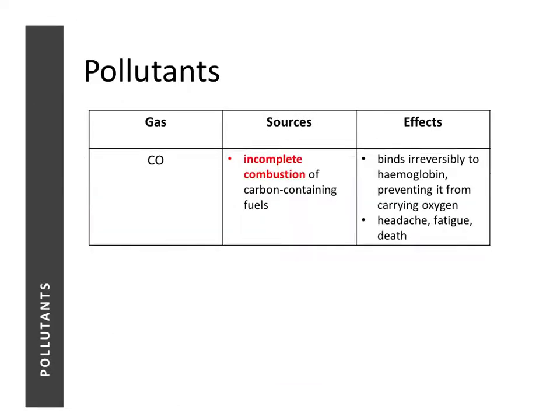So the first pollutant that we're going to look at is carbon monoxide. The source of carbon monoxide is incomplete combustion of carbon-containing fuels. When I say to be specific in stating the source, what it means is that you have to state incomplete combustion. If you were to write combustion of carbon-containing fuels or combustion of fuels, that is not a good enough answer. Now, why do we need to state incomplete combustion?